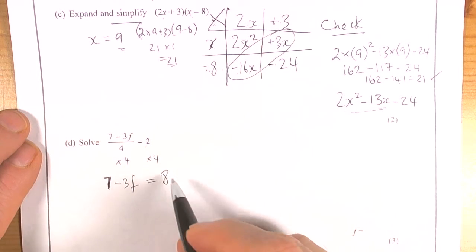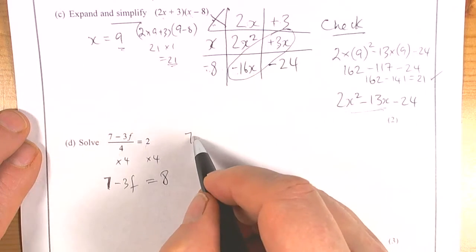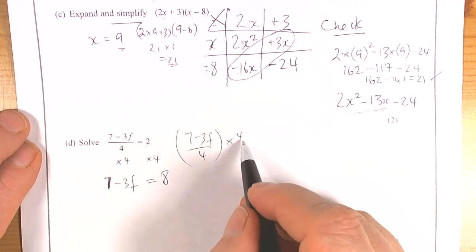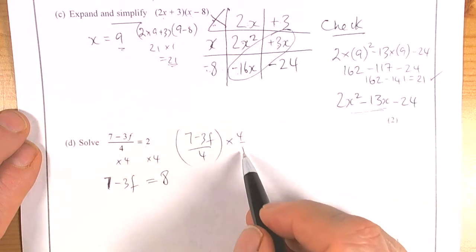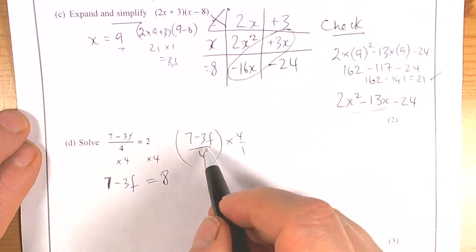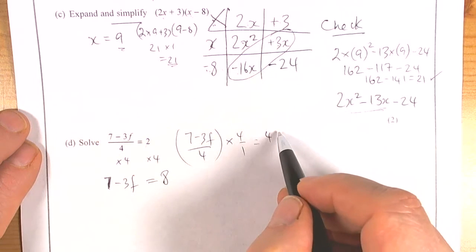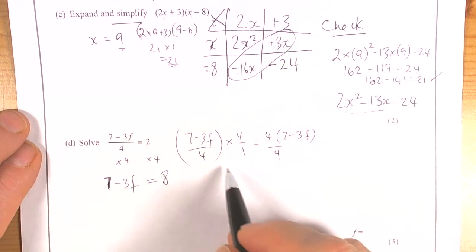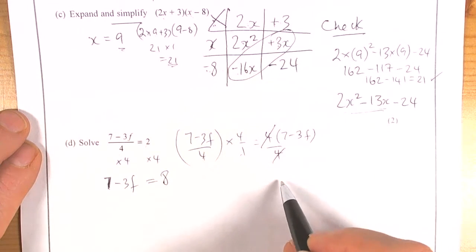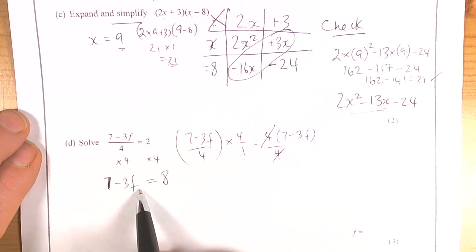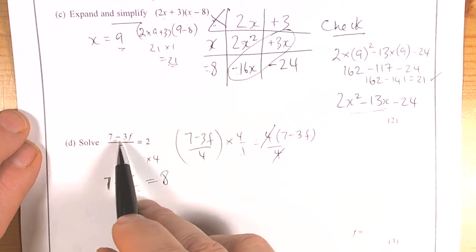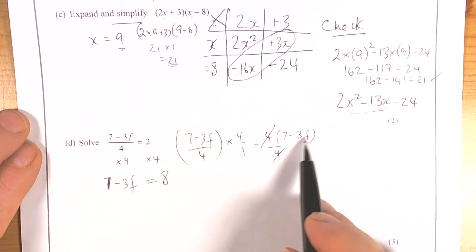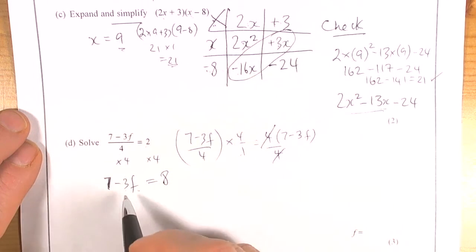Timesing this by 4 will give us 8. Just remember that 7 take away 3f over 4 times by 4, well, that's the same as timesing by 4 over 1, because 4 can be written as a fraction, 4 over 1. That means we'll end up with 4 bracket 7 take away 3f over 4, because 4 times 1 is 4. Well, those 4s cancel, so that's why you're left with just 7 take away 3f, not multiplying the 7 by 4 and the 3f by 4, because we're dividing by 4 anyway. So we're left with just that, 7 take away 3f equals 8.